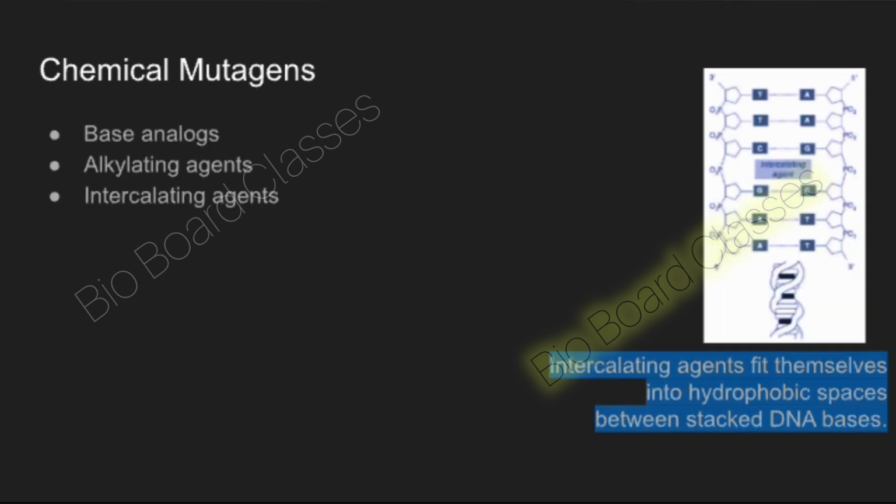Certain chemicals directly interact with DNA. Base analogues resemble normal DNA bases and can be mistakenly incorporated during replication. Alkylating agents add chemical groups to DNA bases, changing how they pair. Intercalating agents insert themselves between base pairs, stretching the DNA helix and causing insertions or deletions.